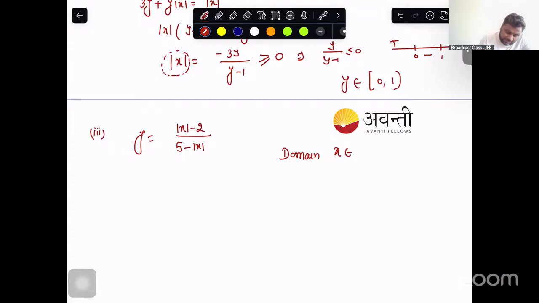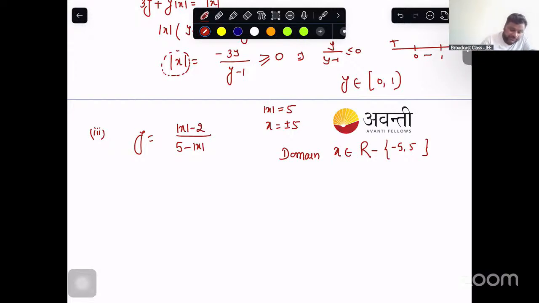R minus... now see, the denominator is 0 when mod x equals 5, so x is going to be plus or minus 5. So the domain is going to be R minus {minus 5 and 5}. Not only 5, R minus 5 and minus 5. Got it? Because it is mod in the denominator, that is why 5 and minus 5 both have to be excluded.